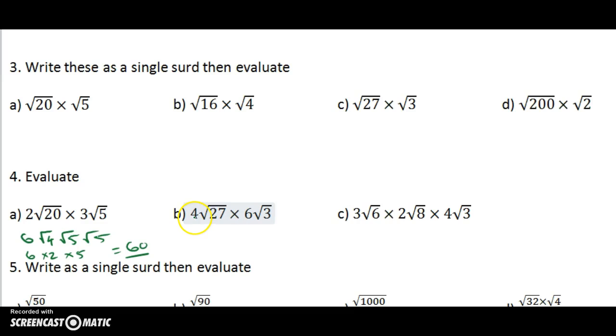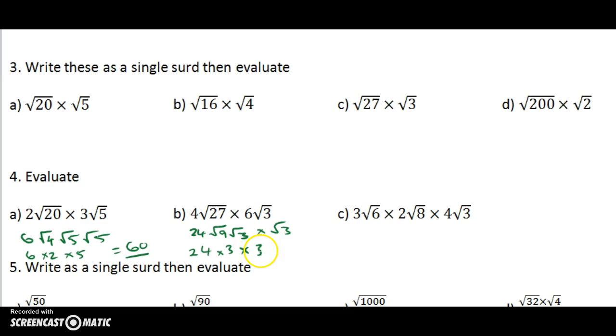Got something a little bit more complicated. 4 times 6 is 24. The square root of 27 is the square root of 9 times the square root of 3. And we've got the square root of 3 again. So we've got 24 times 3. The square root of 3 times the square root of 3 is the square root of 9. And the square root of 9 is 3. So this becomes 24 times 3, which is 72.